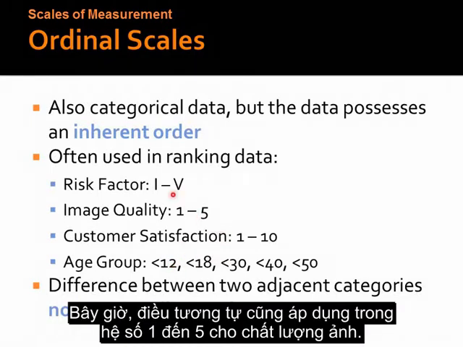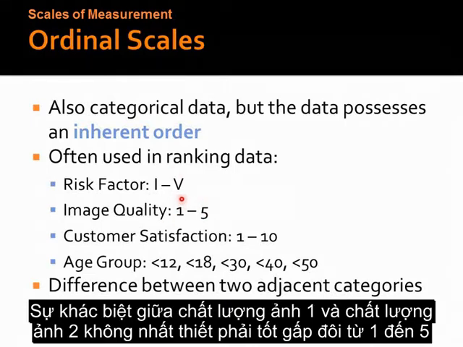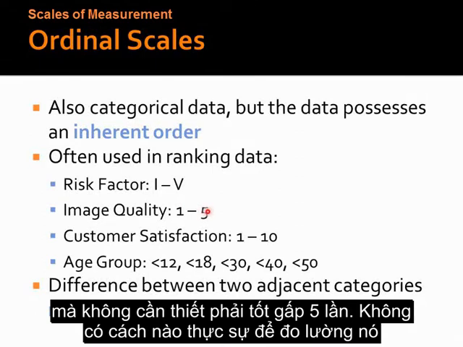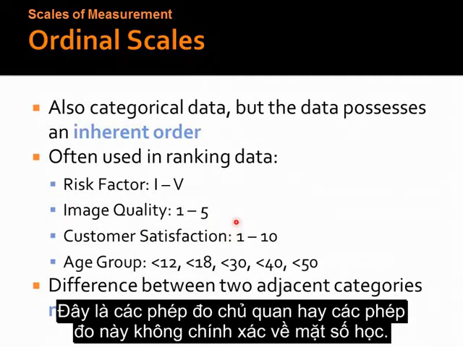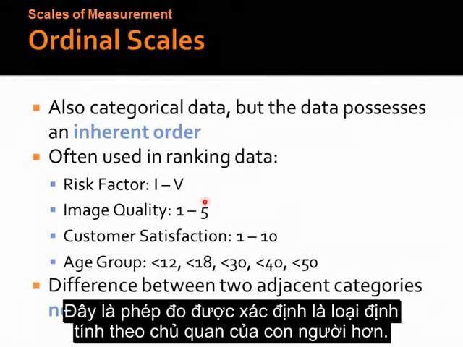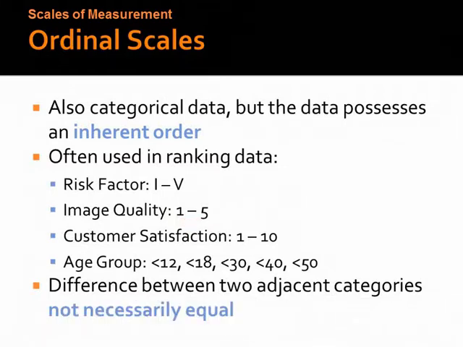Now, the same thing applies in, say, risk factors 1 to 5 or image quality 1 to 5. The difference between image quality 1 and image quality 2 is not necessarily twice as good, or between 1 and 5 is not necessarily 5 times as good. There's no way to actually measure it because these are not scientifically precise measurements. These are not numerically precise quantitative measurements. These are more human subjective qualitative measurements.